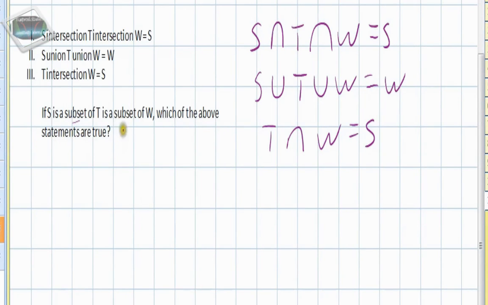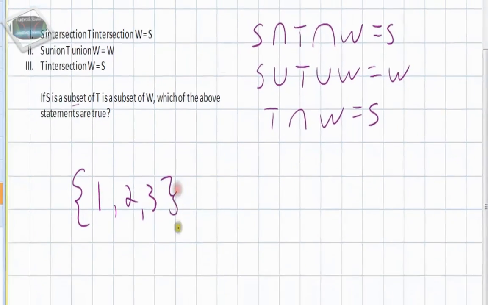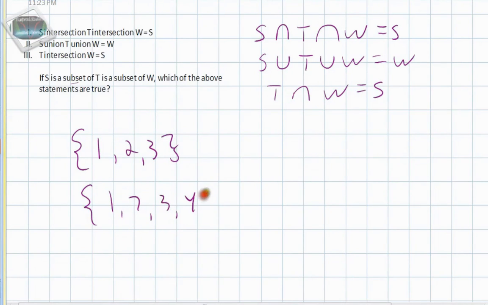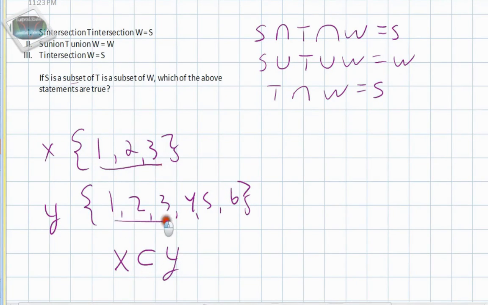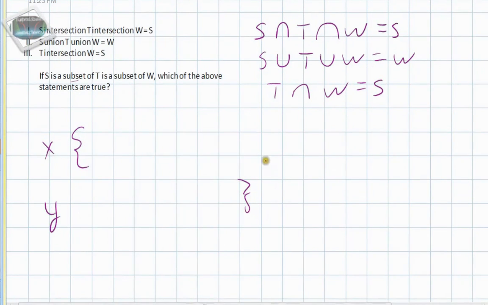So if S is a subset of T is a subset of W, what does it mean to be a subset? Here we have 1, 2, and 3, and here we have another set, 1, 2, 3, 4, 5, and 6. Let's call this X and let's call this Y. X is a subset of Y because all of the numbers in X are found in Y. By definition, X is not going to have some of the terms that are in Y. That's what a subset is.